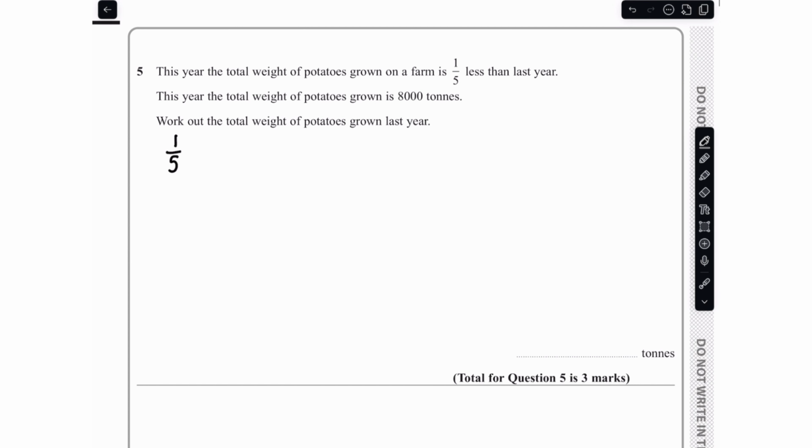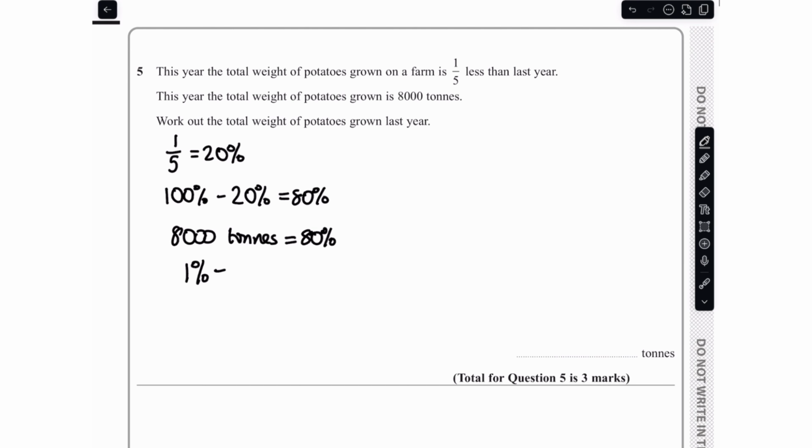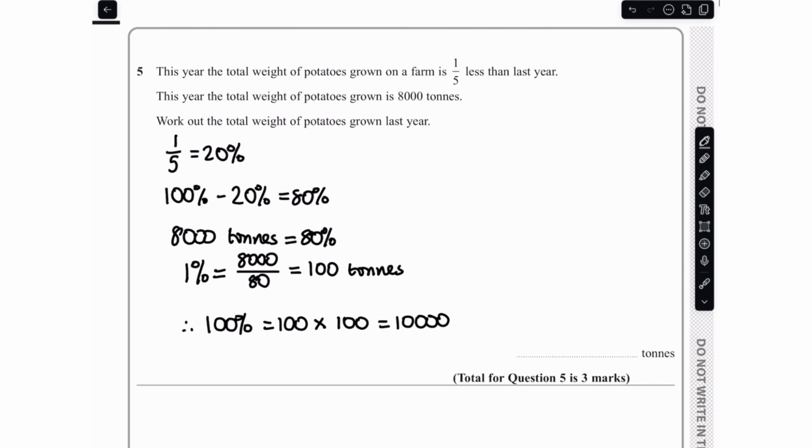So we know that 1/5 represents 20%. So we need to subtract 20% from 100%, which always represents the full total. So 100% minus 20% gives you 80%, and 8,000 tons represents 80%. So 1% can be obtained by dividing 8,000 by 80, and that gives us a value of 100 tons. Therefore, 100%, which is the original value, equals 100 tons multiplied by 100, and that gives you a value of 10,000. So your final answer is 10,000 tons.